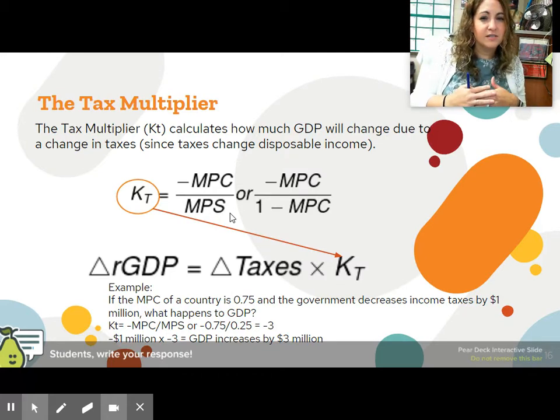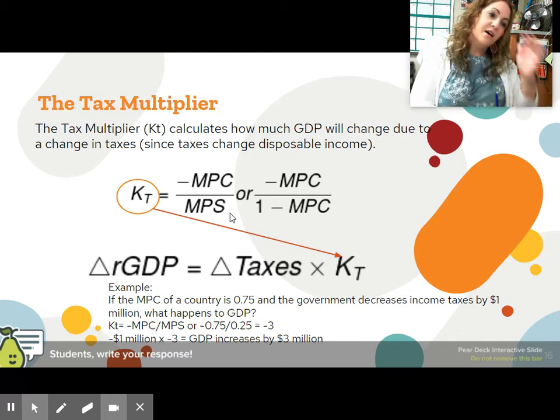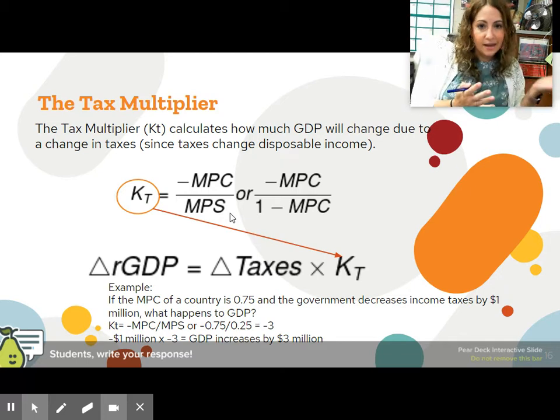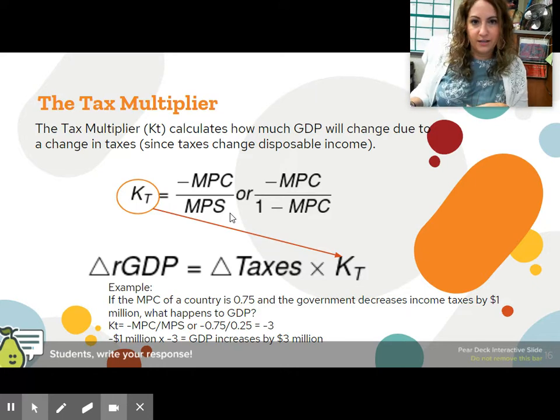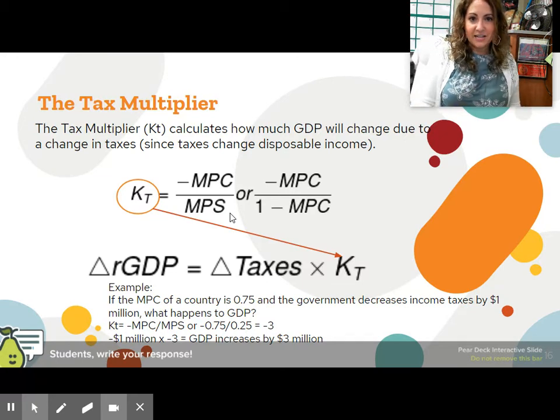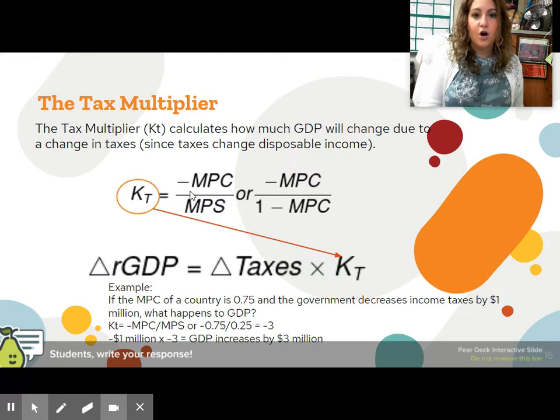I don't want you to think of this as changing government spending, because the government's going to spend no matter what taxes are. They'll just run a deficit or whatever. But people can't do that. It affects people's spending. So here's the tax multiplier formula. KT, this time for tax multiplier, is equal to negative MPC over MPS. Or you can think of it as negative MPC over 1 minus MPC, but I'm always going to stick with the first one, negative MPC over MPS.